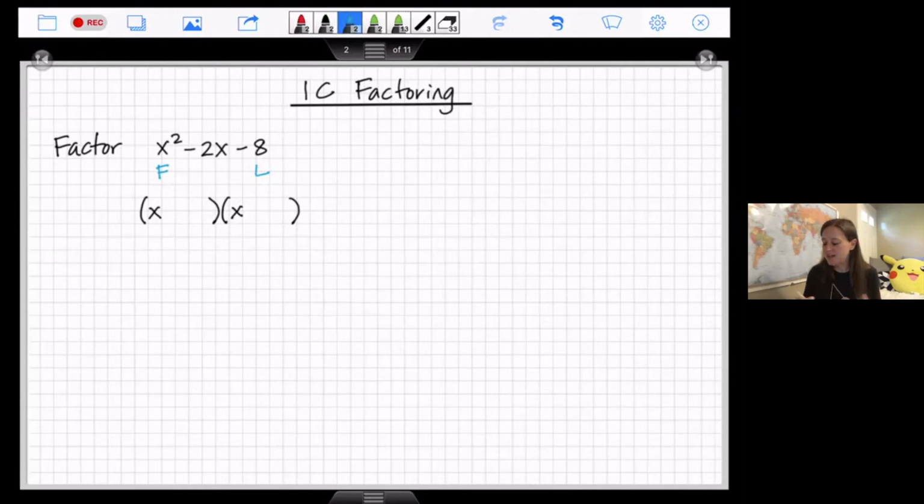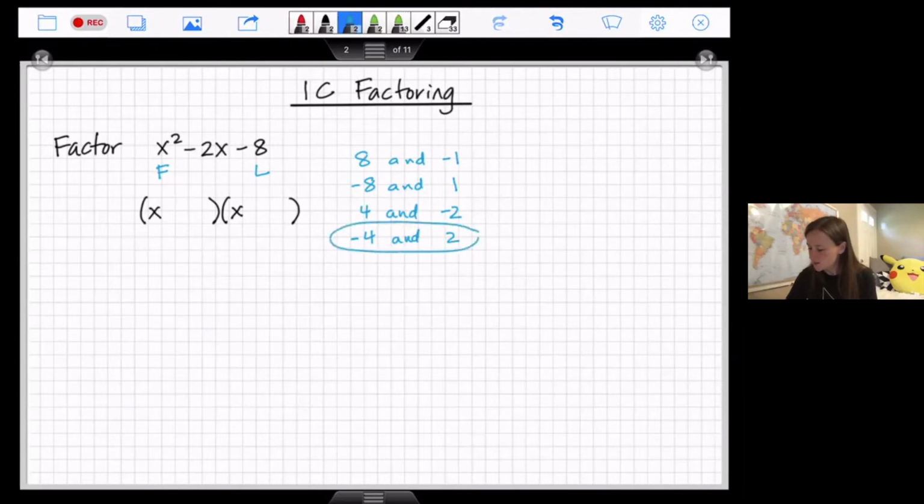So if I have negative 8, I could have multiplied 8 and negative 1, or negative 8 times positive 1, or 4 times negative 2, or negative 4 times positive 2. Those are all the things that multiply to give me negative 8. Then we just look at those pairs of numbers and say, which ones can I add together to get a negative 2? That's going to be this one. Negative 4 plus 2 would give me a negative 2 in the middle. So I'm going to pick negative 4 and positive 2.